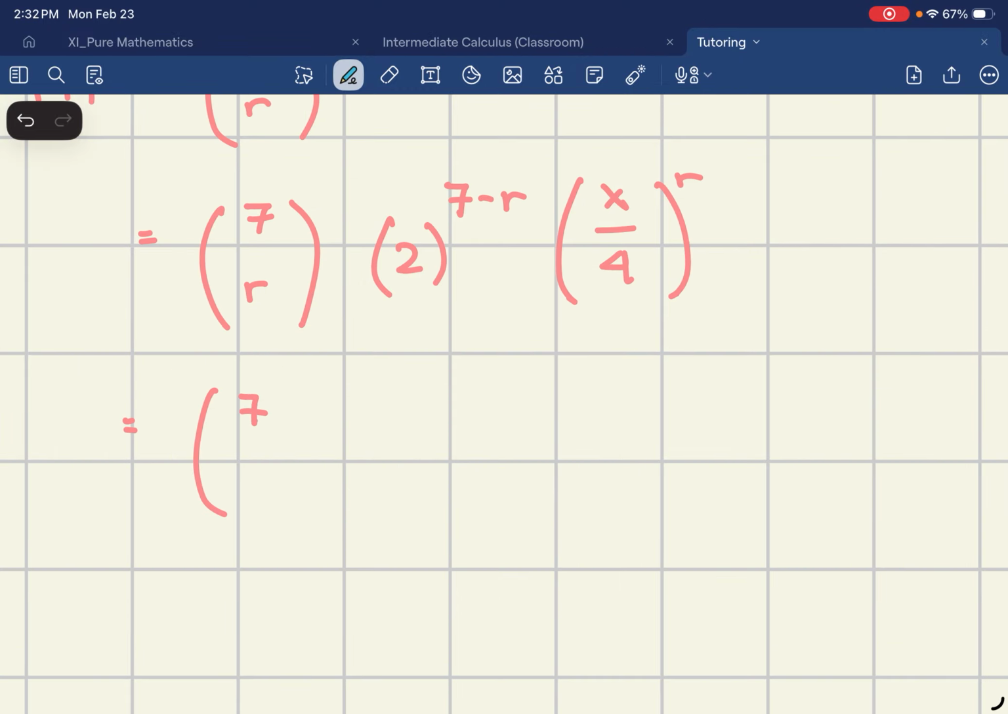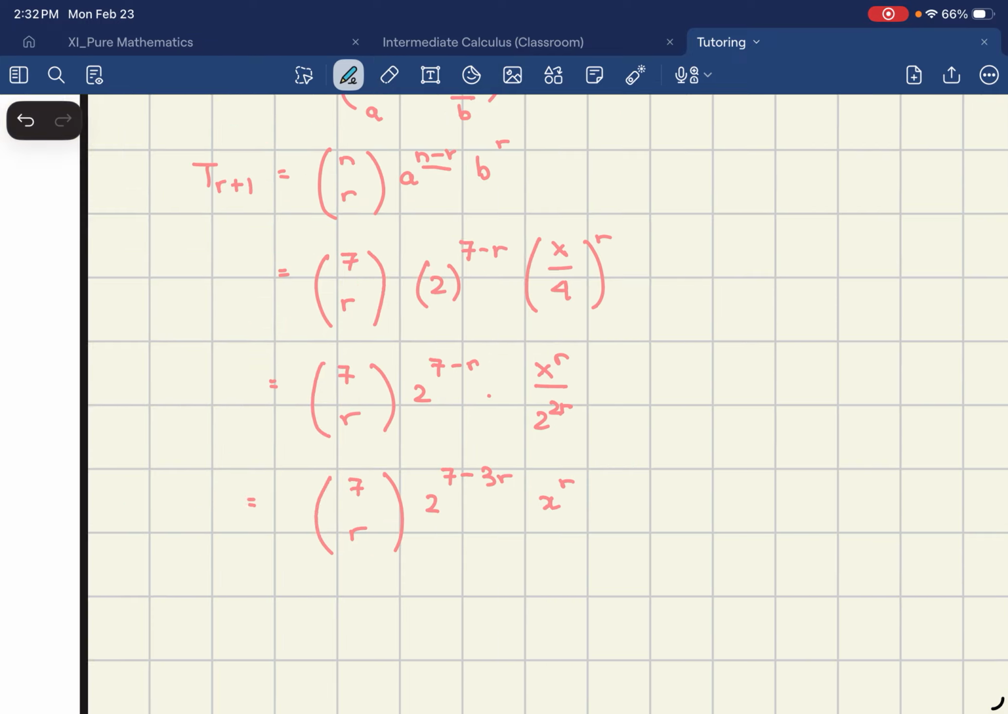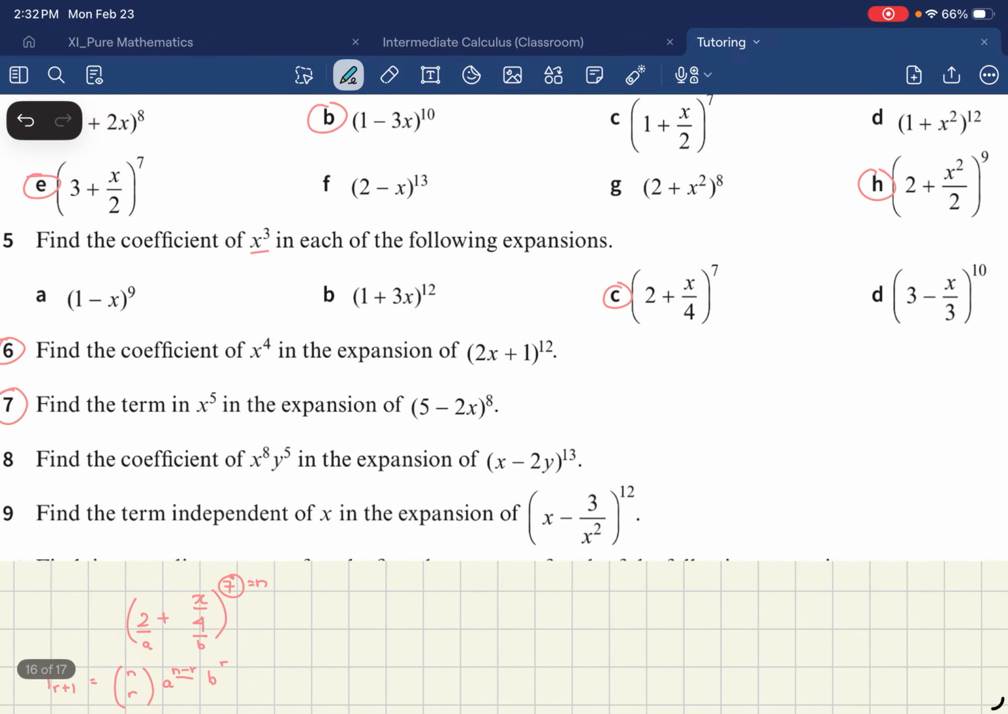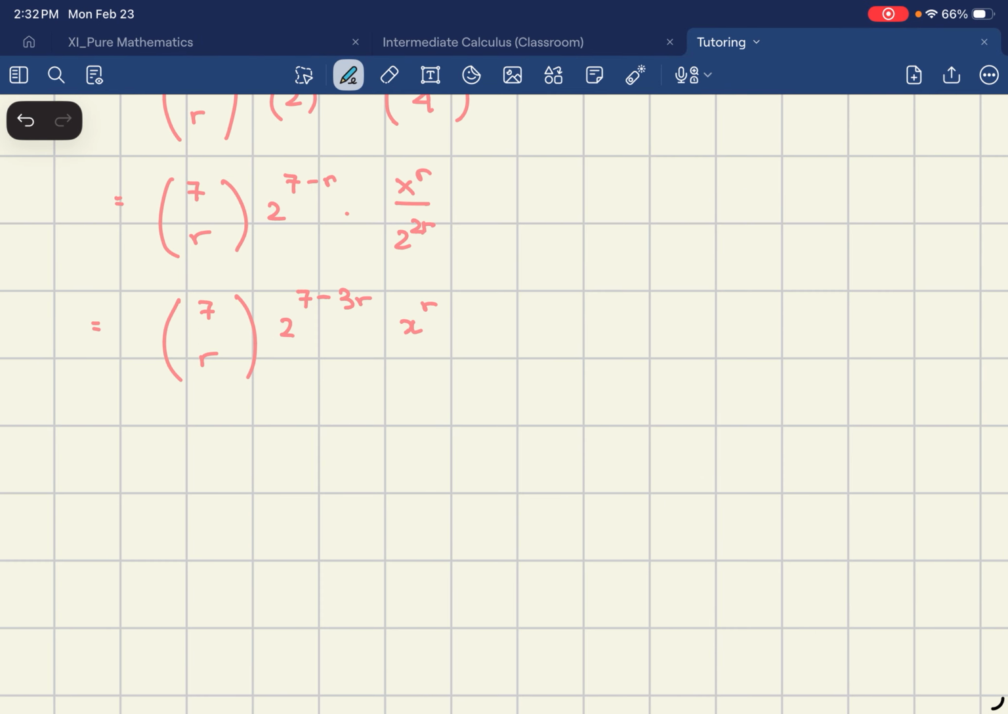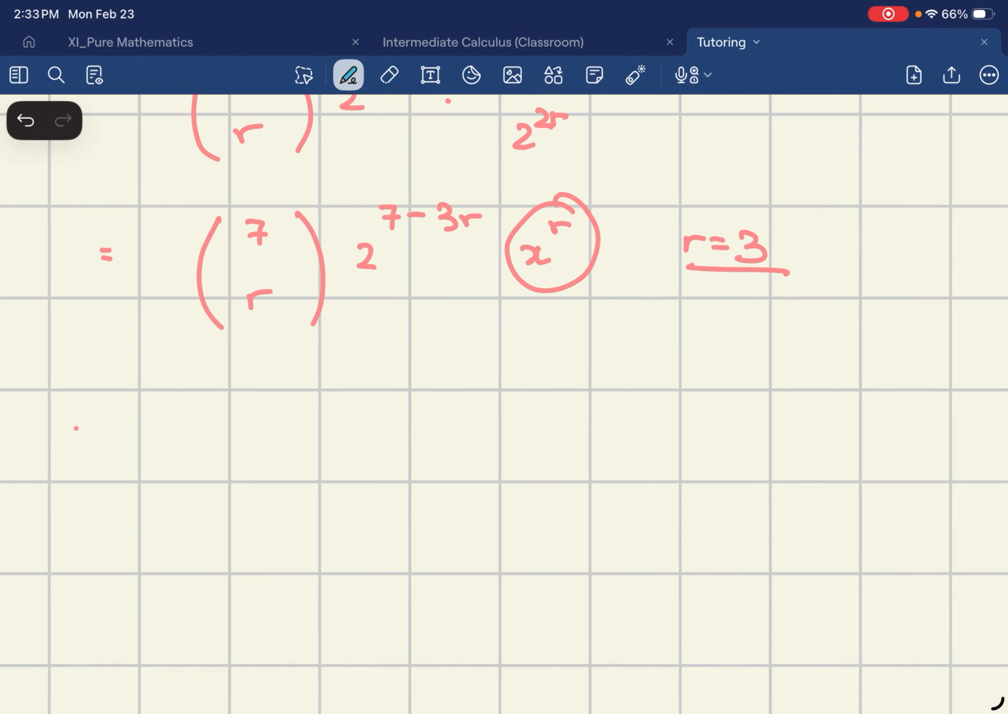So that is 7 choose r, 2 to the power 7 minus r times x to the power r divided by, well, 4 is just 2 squared, right? Times r is just 2 to the power 2r. And we can simplify this. That is 7 choose r, 2 to the power 7 minus r minus 2r. So that is 7 minus 3r. And then I have x to the power r. So now it says the coefficient of x cubed. So I want to say, well, suppose to have x cubed here, my r needs to be 3.